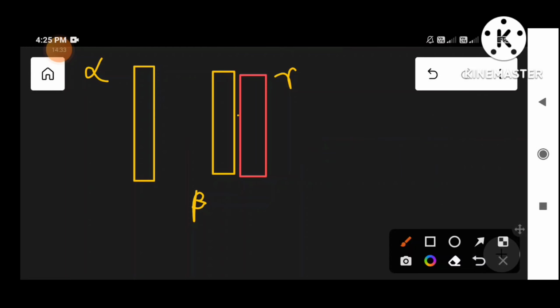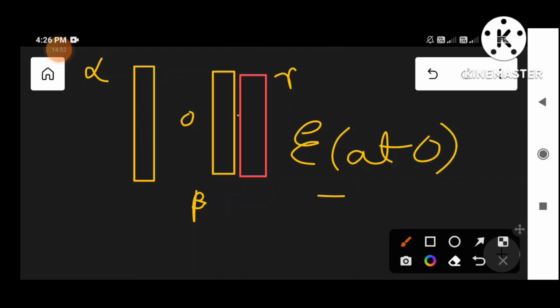This is something which was not clearly mentioned properly in that solution. So we can say that if this is point O, then the electric field at point O is 0. This electric field is due to all factors external to this point, which means electric field at point O will be due to plate beta, due to plate gamma, and due to plate alpha.